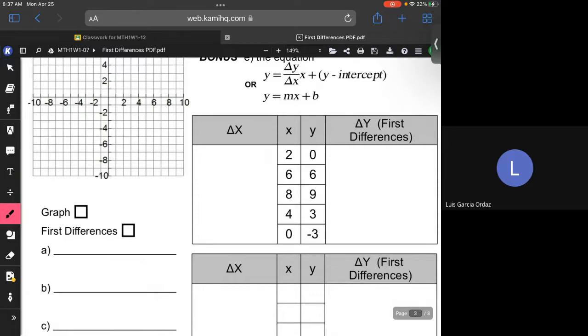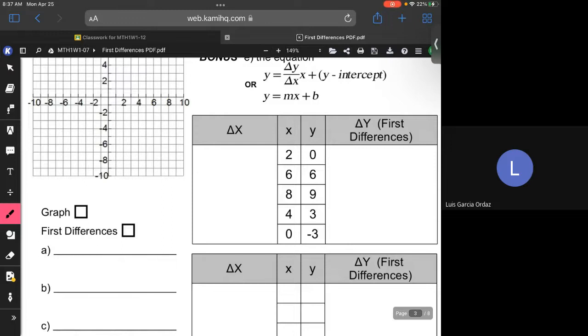Are they in order or not in order? Okay. So guys, you have to listen to this. This is important. In order to figure out your first differences, your x values have to be in order. Okay, you see how we have 2, 6, 8, 4, 0? That's not in order. And if you're going to do the first differences like this, they're all going to be different. Okay, so you have to put them in order.